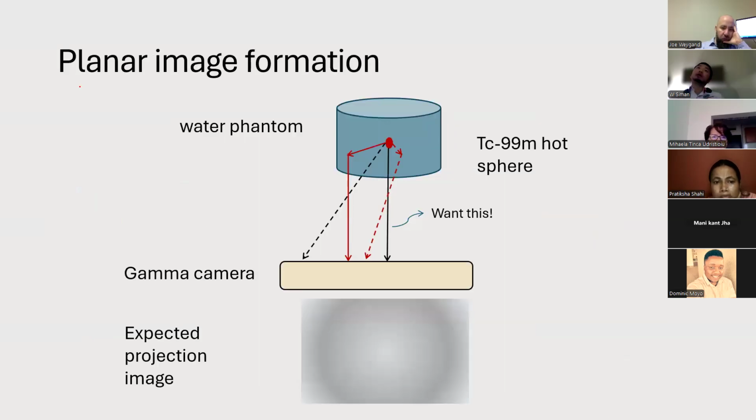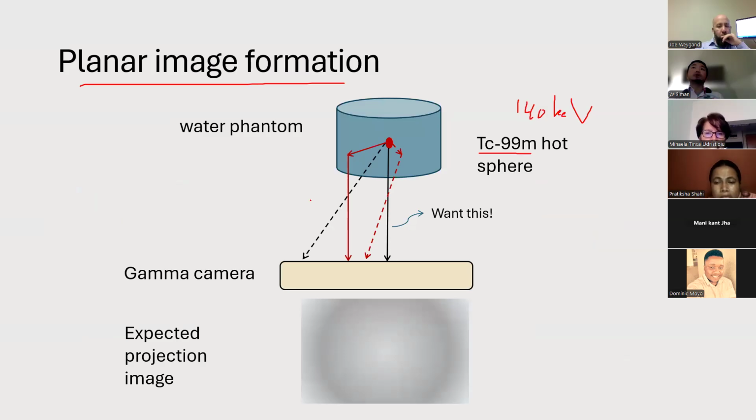Okay, so let's move on to planar image formation. What I'm showing you here is a water phantom. The water is cold, so there's no activity in there. Let's say I put small hot spheres in it, and I injected technetium-99m. That is a gamma emitter, energy 140 keV.